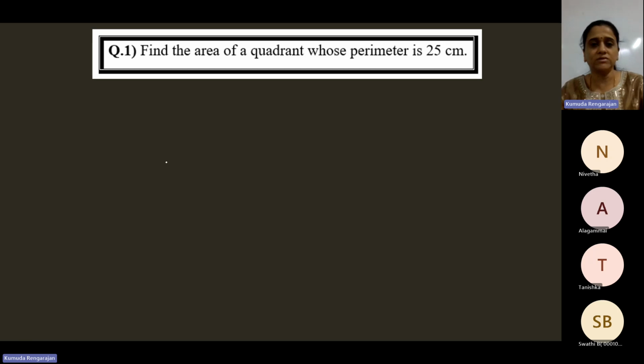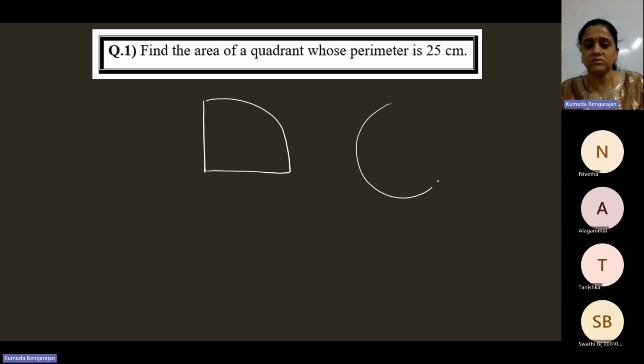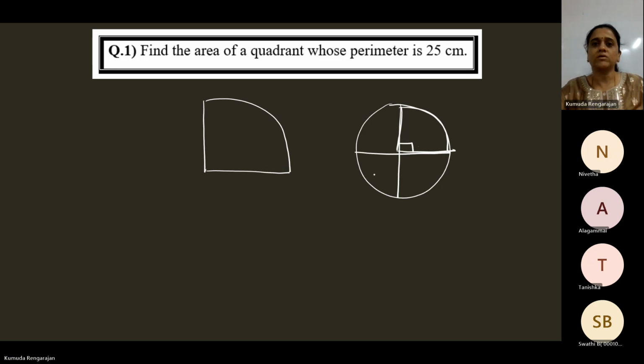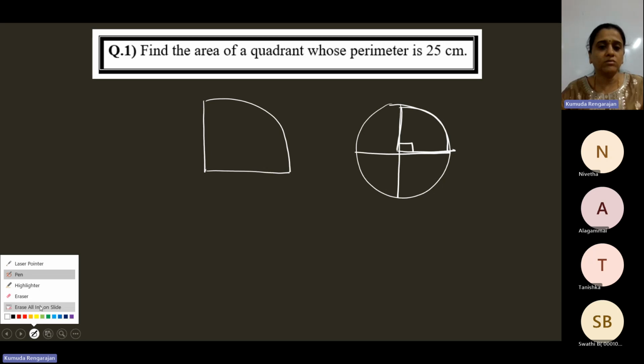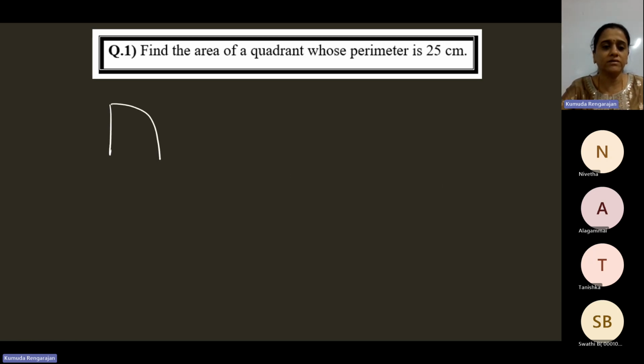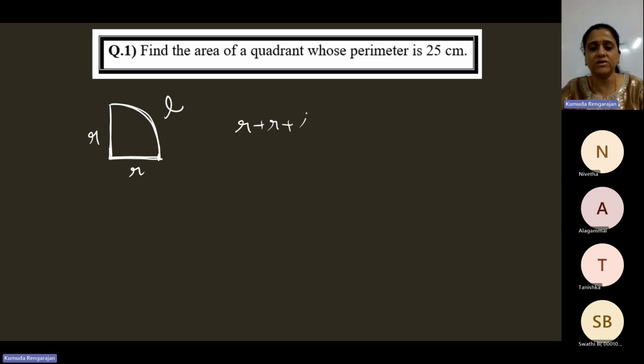Let me just tell you something before that. A quadrant is a quarter of a circle. When you divide a circle into 4 equal parts, each one is a quadrant. Now the perimeter of a quadrant is 25. That means this radius plus this radius plus the length of arc is equal to 25.